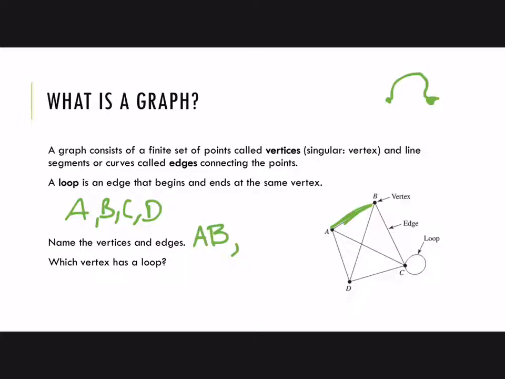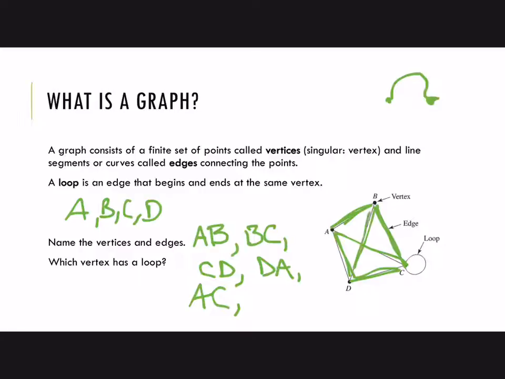I've got BC. I have CD. I have DA. And also, like in geometry, it doesn't matter if you call this DA or AD, so you can reverse the letters and it would mean the same thing. We have AC and BD.